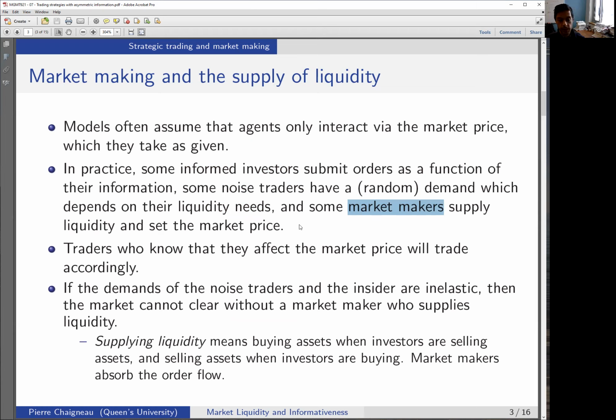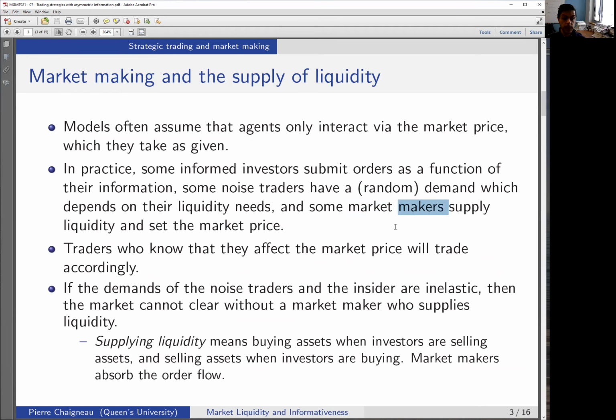And so there are different interpretations for market makers. There are some markets such as the NASDAQ, where there are some market makers who are setting the market price. We can also view them as an abstract representation of how markets work. So there are different interpretations. We're going to remain agnostic about this. And so these market makers, based on all the orders that they observe, are going to set the market price at which trades occur.